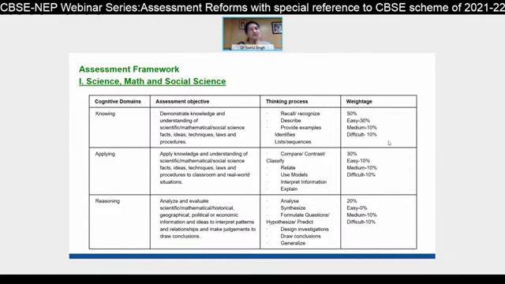Now, these are the assessment frameworks. These have been informed to teachers and schools already through the curriculum document. And just a summary, largely for sciences, mathematics, and social sciences, the cognitive domain have been divided into broad 3 categories. For the languages, once again, we have broad 3 categories. Let's go to the next slide.